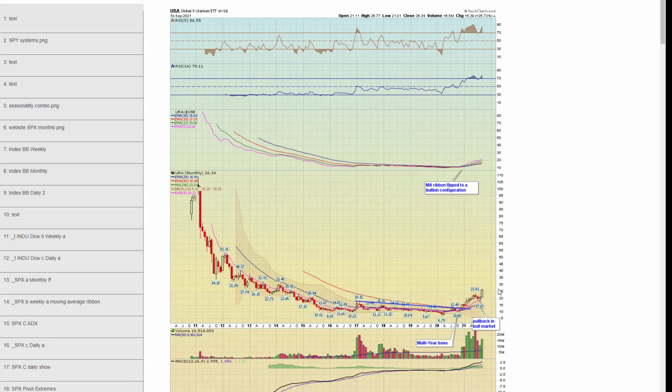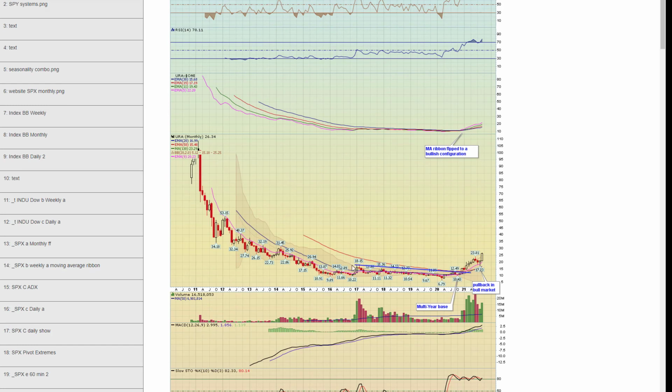Chart 79, here's the monthly view. Again, this is textbook, guys. You had this monthly chart. Look at this. It sold off, then based for years here. You broke this trend line in December last year. That started your bull market. Your moving average ribbon flipped to a bullish configuration. You can see that large pullback we had in July and August. Look, if you looked at the monthly chart, it just looked like a pullback in the bull market, didn't it? That's why you've got to look at multiple time frames.